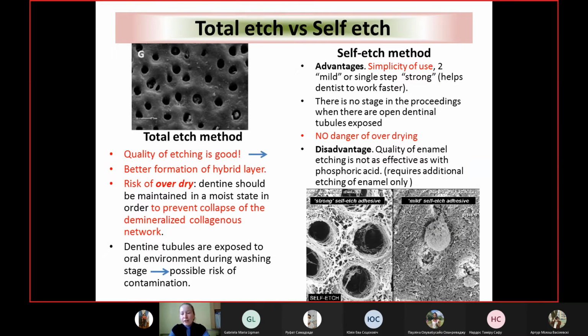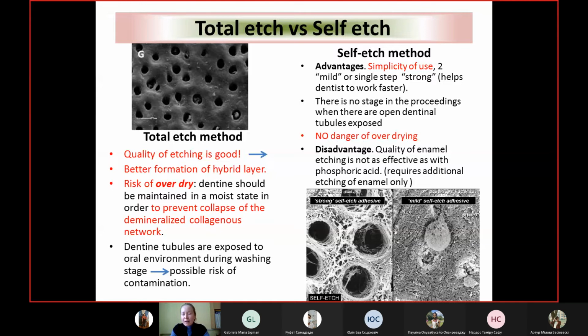In the case of the adhesive system of the 6th generation, removal of the smear layer is not as good in comparison to the 4th or 5th generation. But there is an advantage. There is no stage in the procedure when open dentinal tubules are exposed to the oral environment, and there is no contamination by oral liquid. Moreover, there is no danger of over drying, thus the collagenous network couldn't collapse. The only disadvantage, as I said, is that its quality of etching is not as effective as with phosphoric acid.